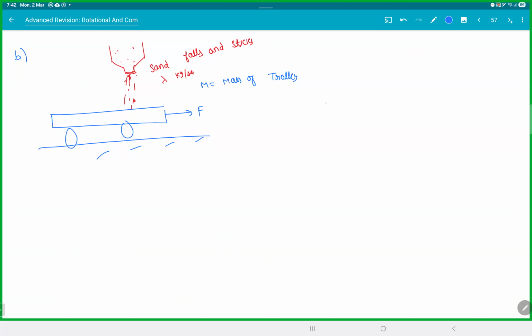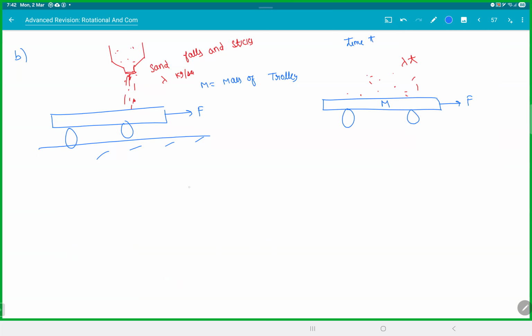After time t, look at the trolley situation. After time t, there'll be some sand on the trolley. How much? Lambda into t. What is the mass of the trolley? Capital M. And you're applying force F. This is the time t.